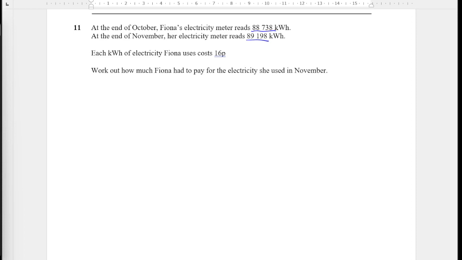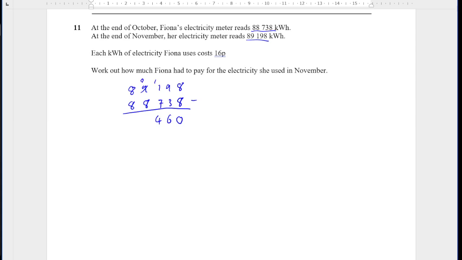So I'll do that. I'm going to set it up as a column subtraction. 89198, and from that I need to subtract 88738. Okay, so 8 take away 8 is going to be 0. 9 take away 3 is going to be 6. 1 take away 7 we can't do, so we exchange 1 from here. So 11 take away 7 is going to be 4. So that's the amount of kilowatt hours that they use.